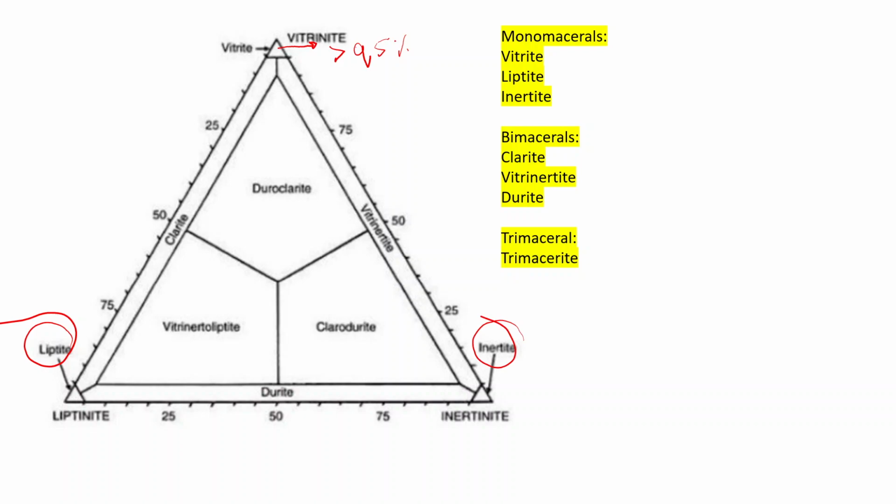Now, about the clarite macerals, then vitrinertite macerals, and the durite macerals. These are the bimaceral types. And the trimaceral, the trimacerite, now it is vitrinertoliptite, clarodurite, and duroclarite. We will have a look at them one by one. It will be better if you remember this diagram. It is quite easy. According to ICCP, the detailed classification of the macerals is here.